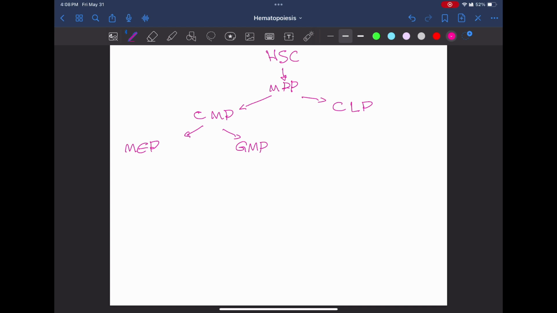Megakaryocytic erythroid progenitors, as the name suggests, can differentiate into megakaryocytes or erythroblasts. Megakaryocytes can give rise to platelets. Erythroblasts can differentiate and give rise to mature erythrocytes or mature red blood cells.